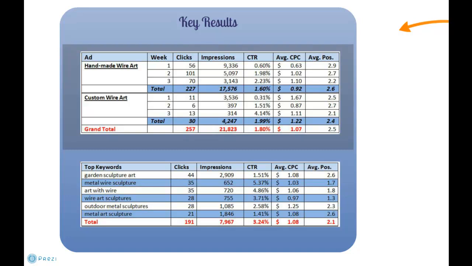The CTR for the custom wire art campaign went from 0.31% in week 1 to 4.14% by the end of week 3. The average CPC for this campaign was at its peak in the first week, the least in the second week, and in the middle by the end of the third week. The top keyword chart shows examples of the keywords that were the most successful in our campaign. With that, I will pass it to Eddie for the concluding results and the learning outcomes.